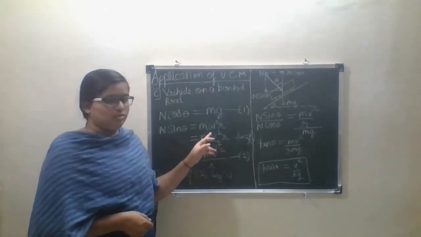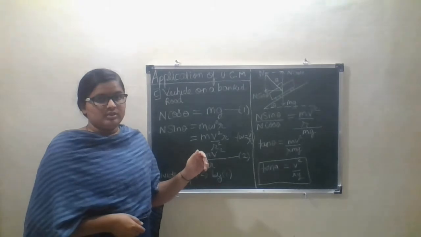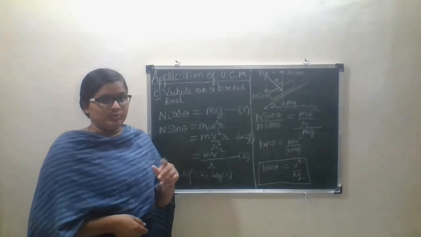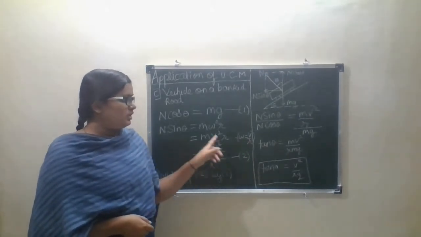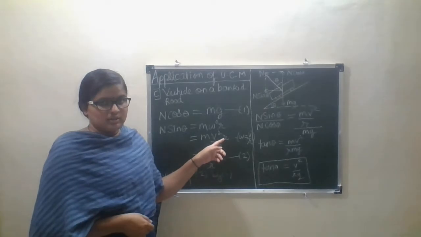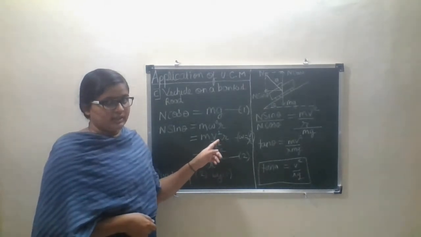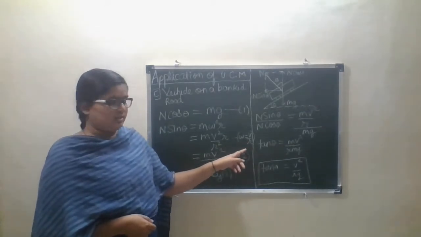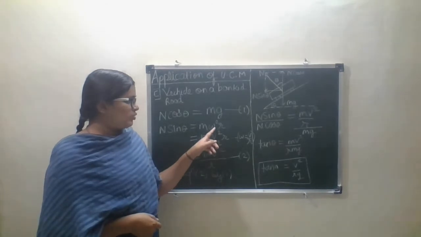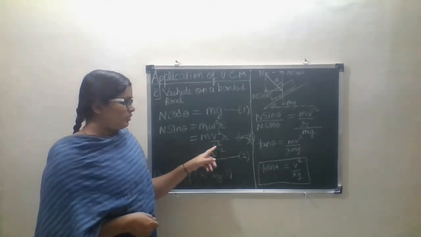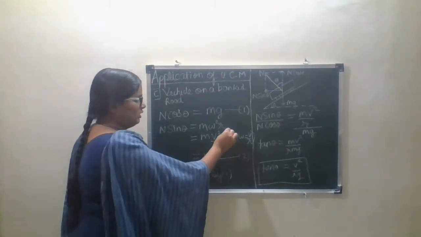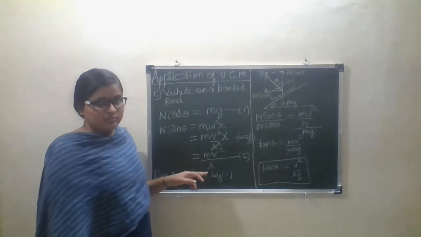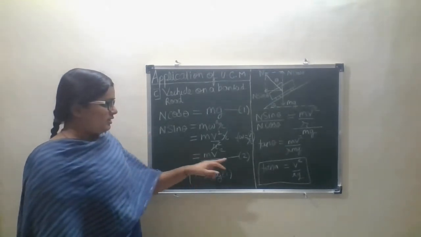Then, as usual, we know that v is equal to r omega. From that we can write omega is equal to v upon r. Substituting in m omega square r, omega square will be v square upon r square, and this r as it is. So this r and this r get cancelled and the remaining term will be m v square upon r. That is equation number 2.